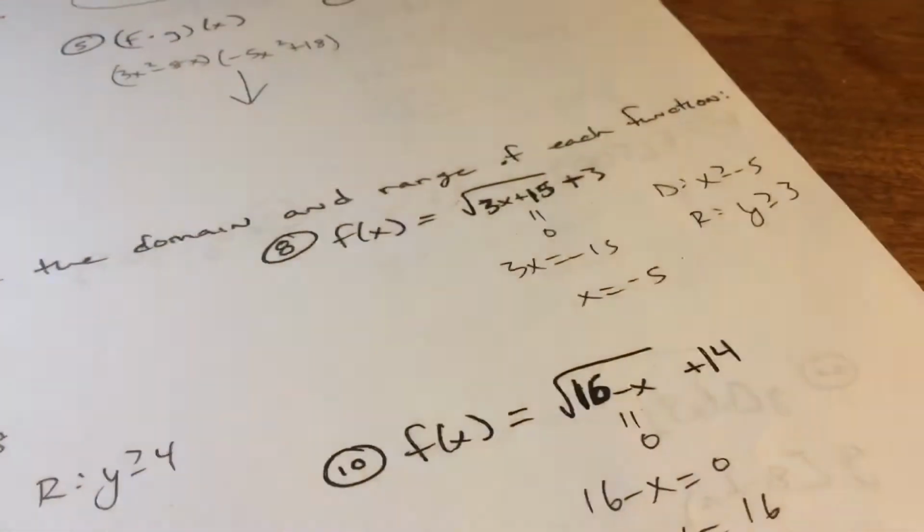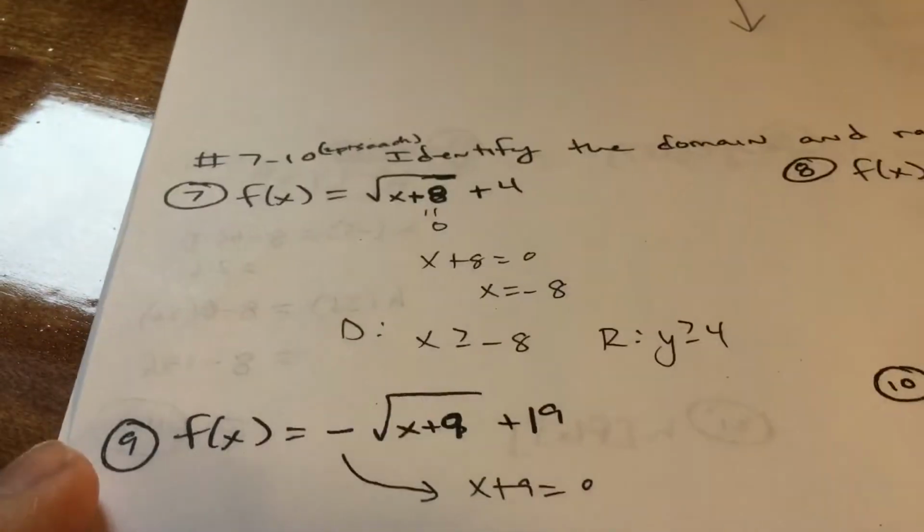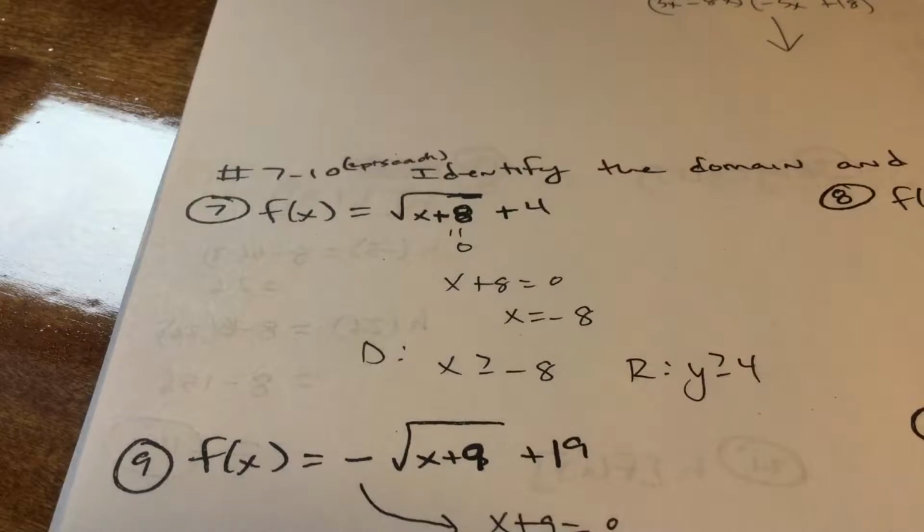Okay, identify the domain and range of each function. Remember, you can take the square root of 0. You can't have the square root of a negative, though. So you set what's inside the square root equal to 0. X can be any number that's -8 or greater. We have not talked about this in person yet, so we will do that.